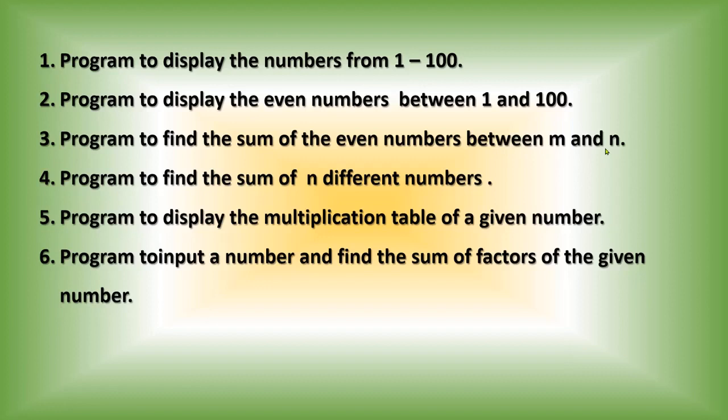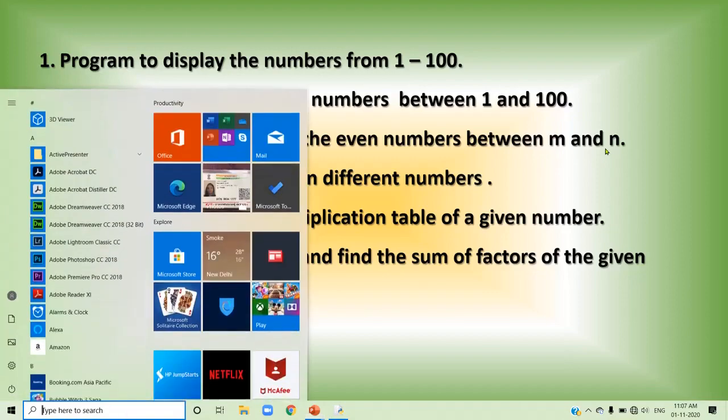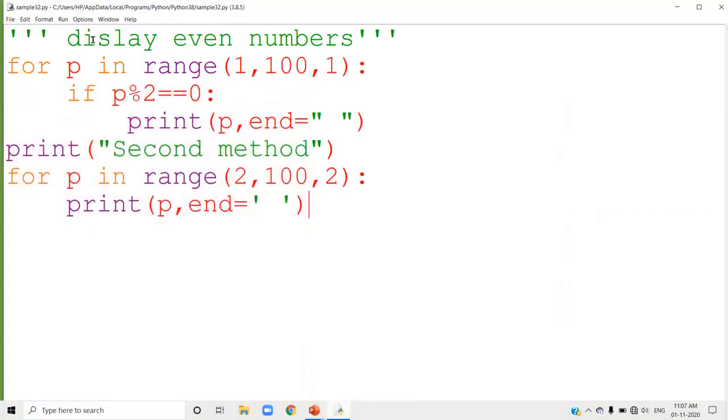So we have to display the numbers between m and n. That means the start value is m and the end value is n. So in this case, you have to accept the value of m and n. Now I'll do that program here. I'm not changing the comment statement, display numbers. Now I'll just remove this for loop.